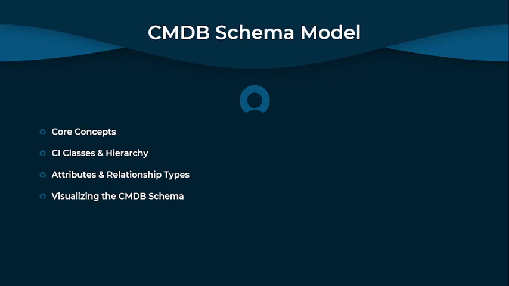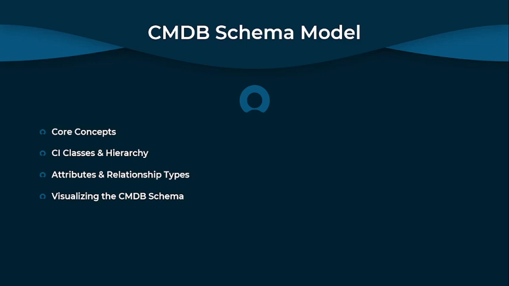So core concepts of CMDB schema model. Configuration items, the primary entities in the CMDB representing individual components of the IT environment. Each CI has attribute that provided detailed information about the item. CI classes, categories of types of CIs. ServiceNow CMDB has a hierarchical structure of classes, allowing for more organized and detailed classification of CIs.